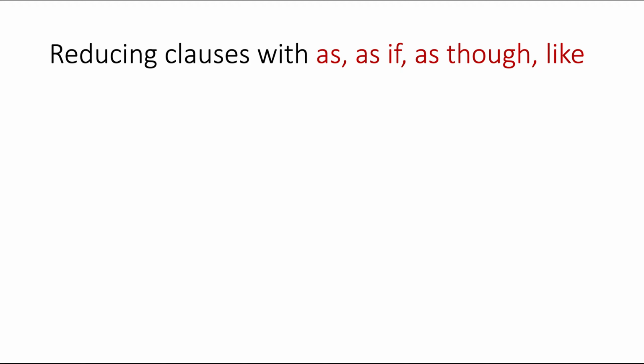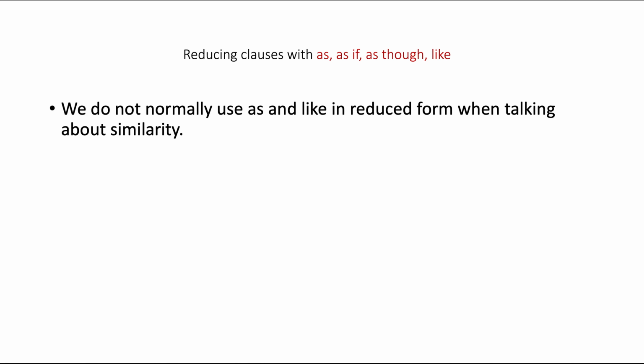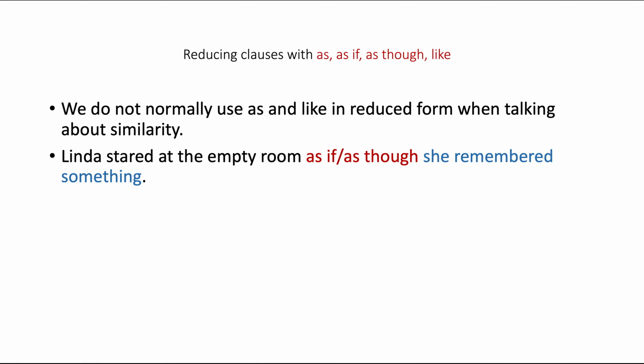Now, you can also reduce clauses that have words like as if or as though. Here, as is different from the one that I showed you before. It does not refer to time. It refers to similarity between two actions. And normally, we use these when we want to talk about the similarity between the actions or the states of the main clause verb and the adverbial clause verb. So we do not normally use as and like in reduced form when talking about similarity. So that's off the list. But we can use as if and as though in reduced forms. And here is one example.